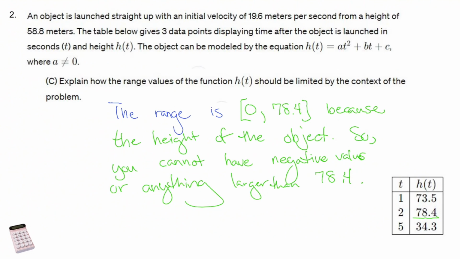All right, so that's why, because you have an object you're shooting into space, you can't go greater than the thing that you get. You can't go to infinity. You can't go to the negatives because that would be underground, which is just silly.